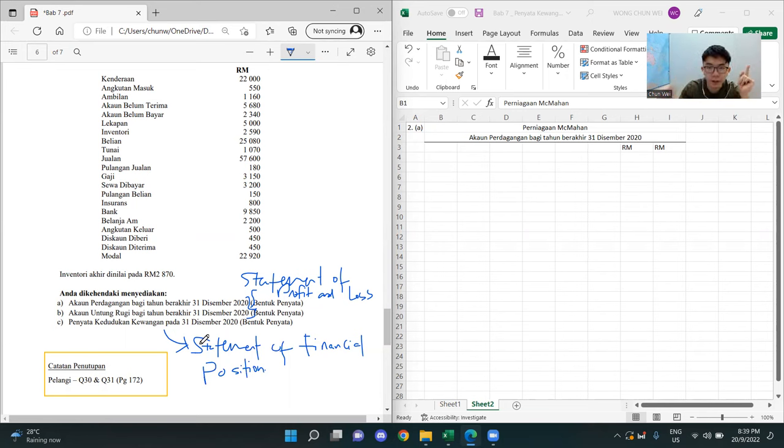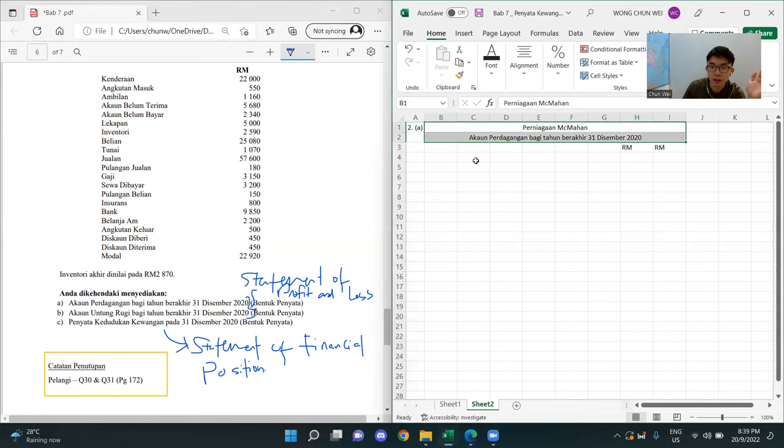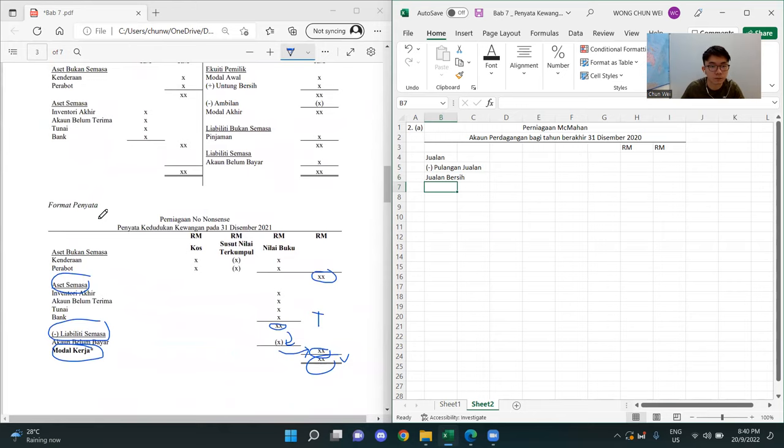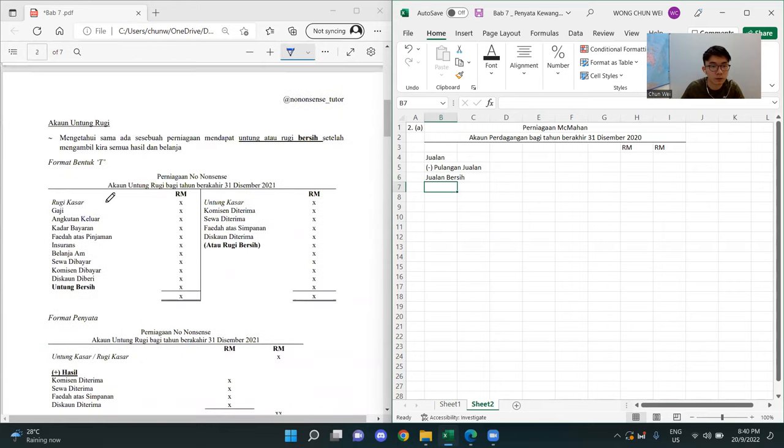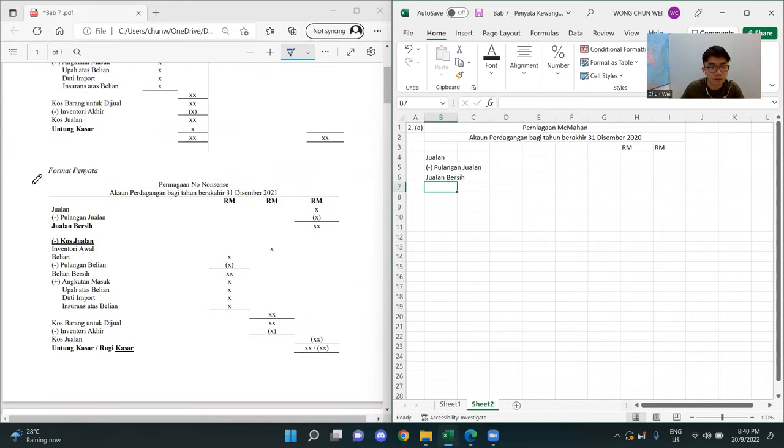What does it mean? Meaning, let's say now you're in your account perdagangan, we will have jualan. Alright? Tolak pulangan jualan. Lepas tu, you get jualan bersih. Betul tak? We just go to our format here. Okay, yeah, this one, account perdagangan. So you got jualan minus pulangan jualan equals to jualan bersih. Lepas tu you minus cost jualan, blah blah blah.